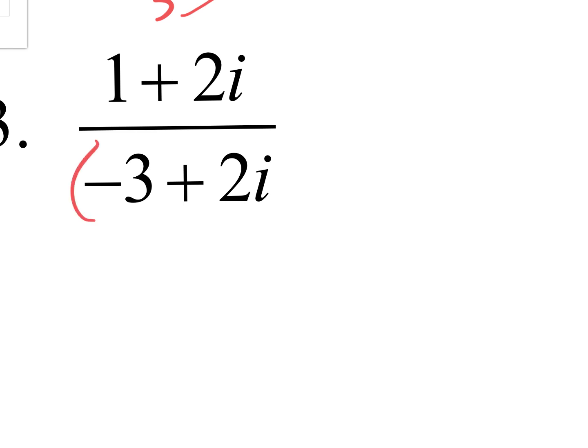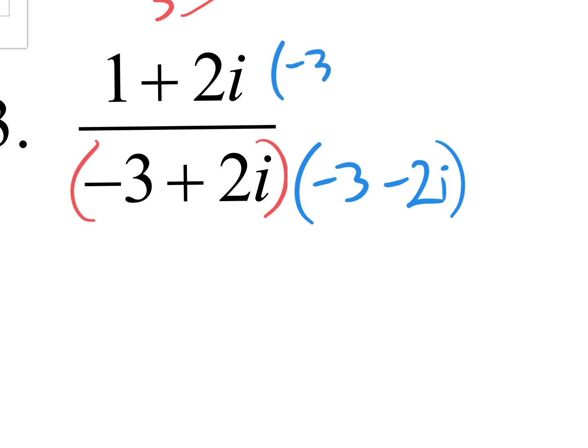I need to get rid of this i in the denominator, so I put parentheses around the whole thing. I'm going to multiply by the complex conjugate. What is that complex conjugate? -3 minus 2i. All you do is change the middle sign. Everything else stays the same. And of course, what you do to the bottom, you do the same identical thing to the top.